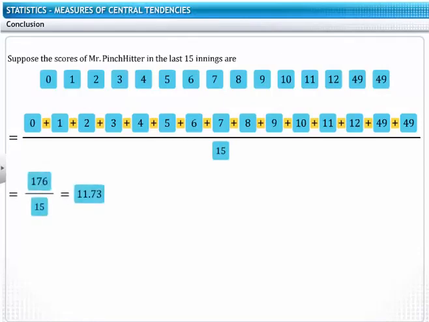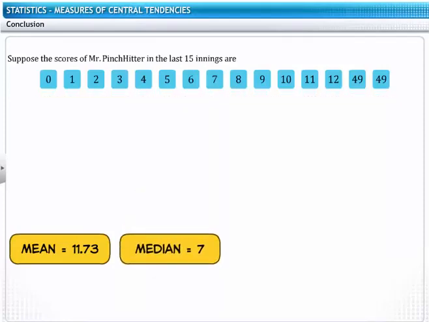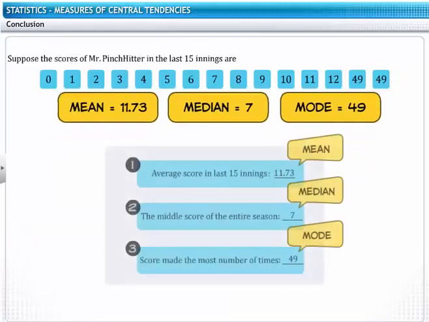In this case, the average score or mean is 11.73. The middle score or median in this case is 7. The run scored the maximum number of times or mode in this case is 49. Would Mr. Pinch Hitter still prefer to use his average score or mean in his performance record? Not likely. This time he would prefer to use the mode.